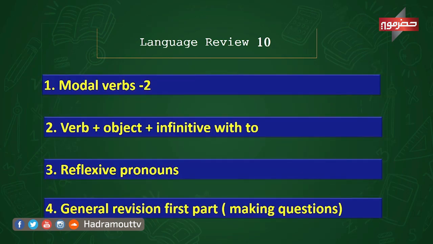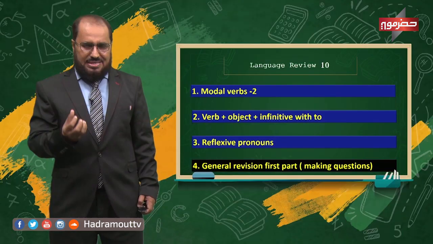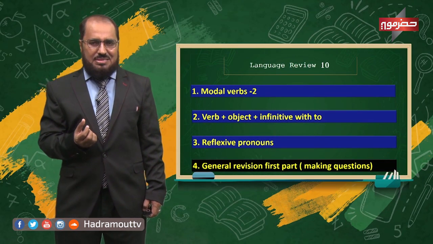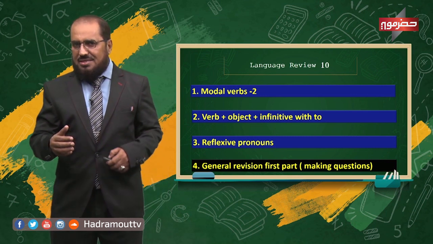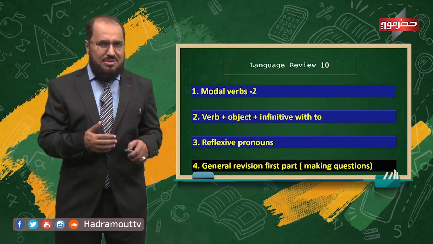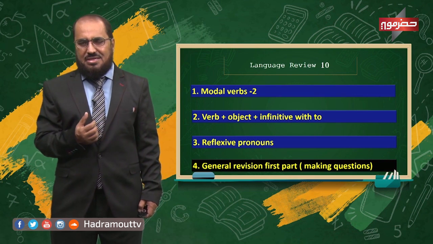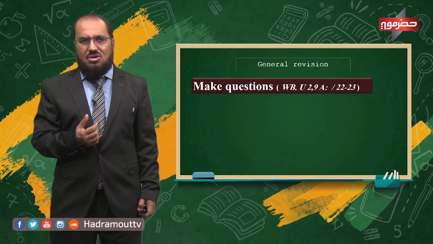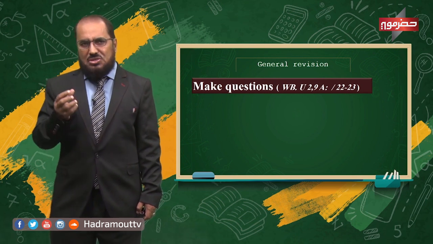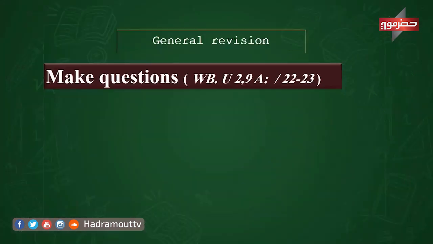Here is finished language review 10. Let's go for the most important thing of general revision. First part, making questions. This is from the certificate exam questions, always. Okay, most common, it appears in the final exams. Make questions. Also make questions, workbook unit 2.9, page 22-23.